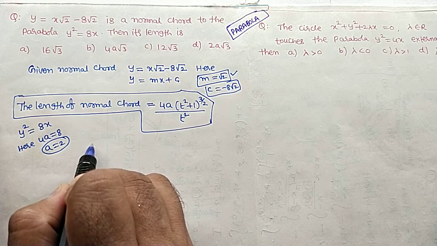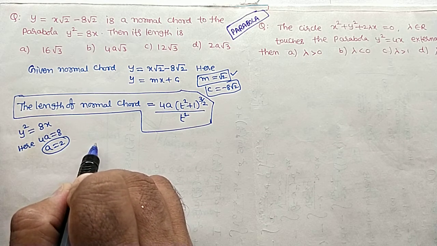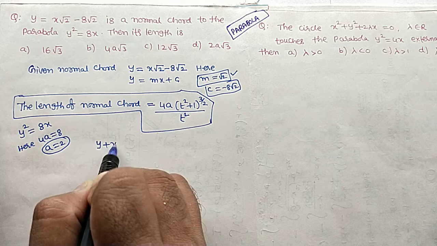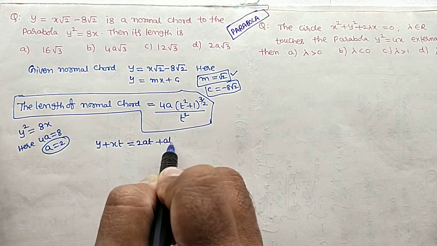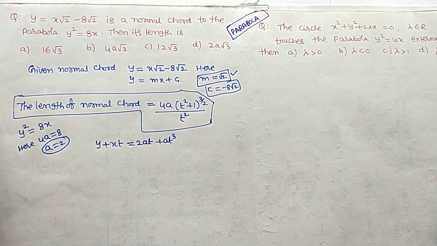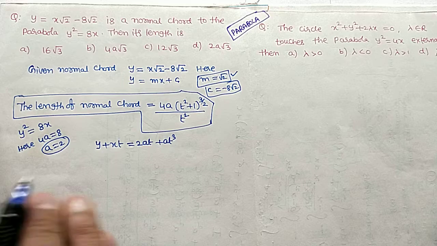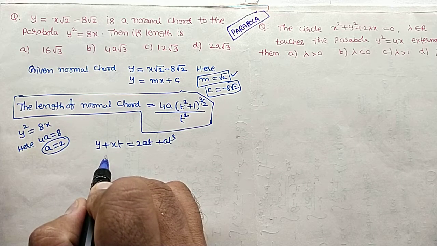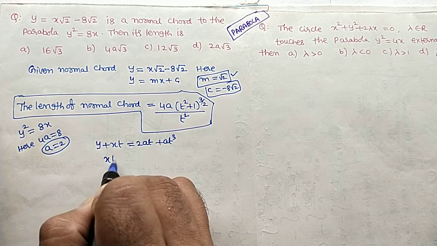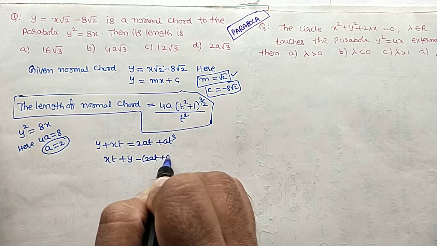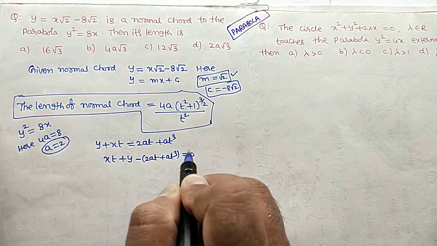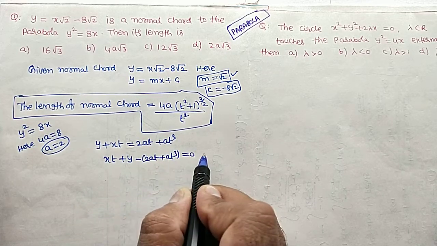See how it is. What is the equation of normal at p of t? y plus xt equal to 2at plus at cube. This is the normal equation at the point t. So this equation you have to convert into the form of ax plus by plus c. So that means xt plus y minus (2at plus at cube) equal to 0. It is in the form of ax plus by plus c equal to 0.